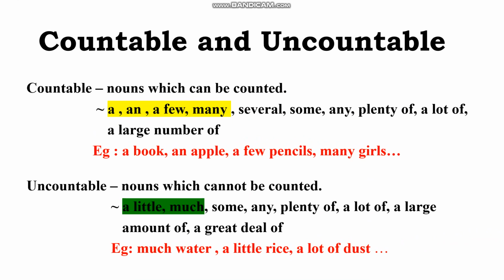Meanwhile, for uncountable, they are nouns which cannot be counted, and they will use a little, much, some, any, plenty of, a lot of, a large amount of, or a great deal of. For example, much water, a little rice, a lot of dust. So for uncountable food, normally they will use the word a little or much to differentiate between countable and uncountable food.